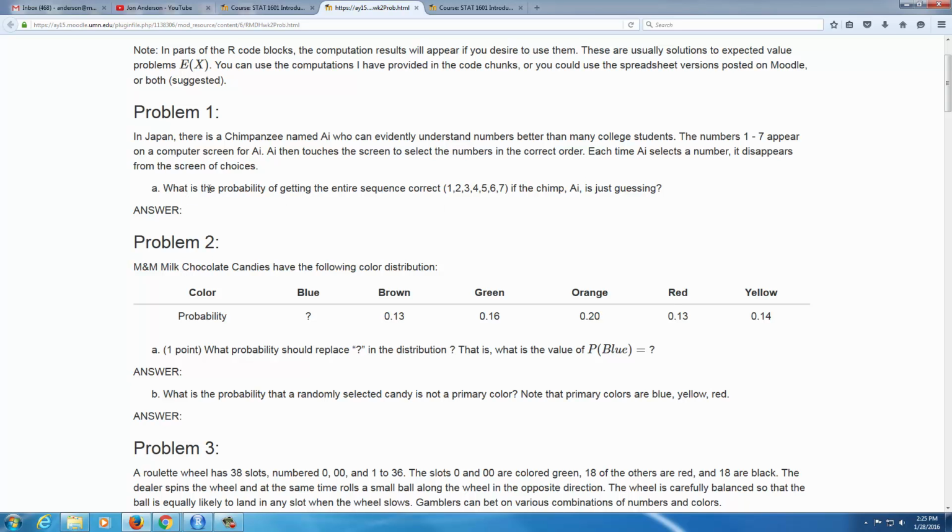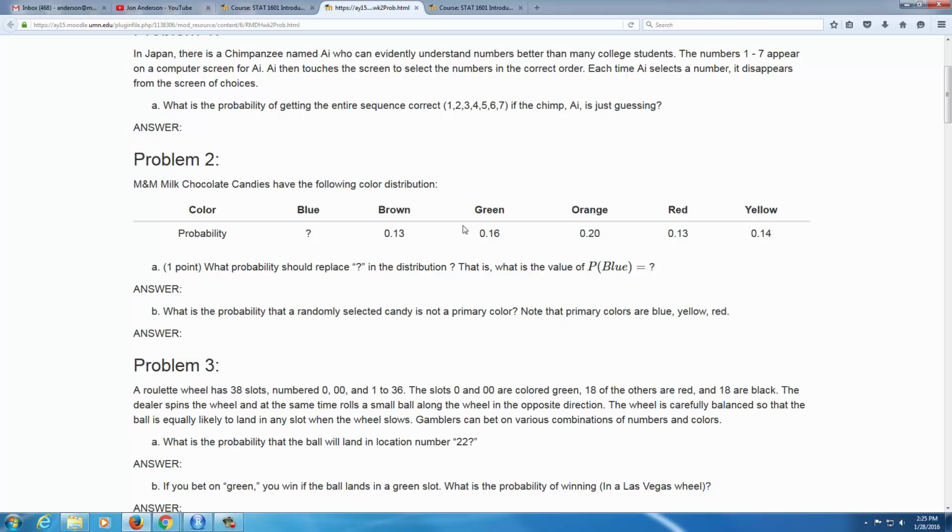I would suggest solving this problem in terms of a tree problem. First branch of the tree is something like choosing number 1 or not choosing number 1. Given that the chimp is choosing randomly, what's the probability that the chimp would choose a 1? And then in the next set of branches, what's the probability that the chimp chooses 2 or not 2, keeping in mind that after the chimp has touched 1 it goes away. And that should give you a cascading tree diagram where you can figure out the probability of this sequence.